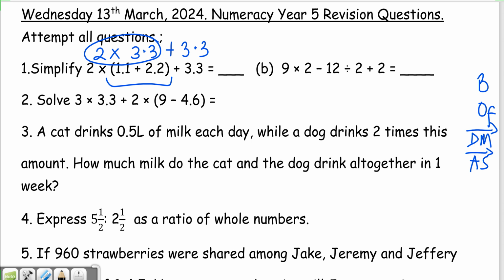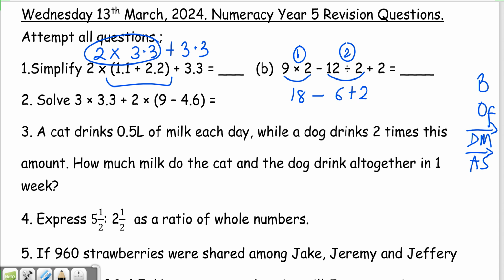So if we are doing that, we have to do this first. Then we'll do this next. Then we'll have 18 minus 6 plus 2. Then we'll now get our final answer.